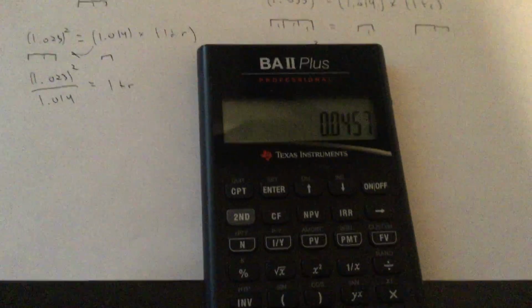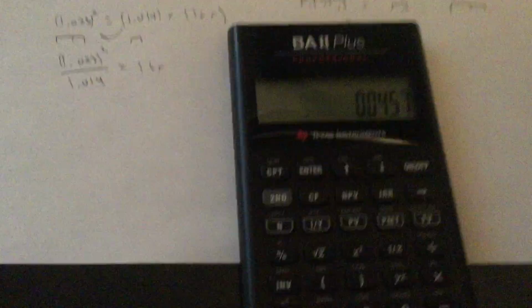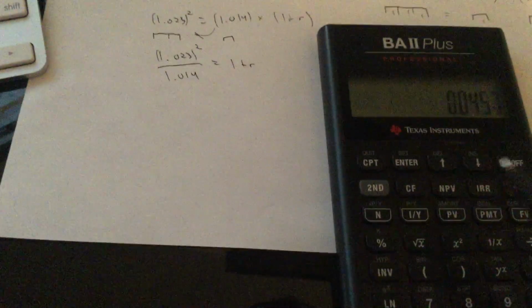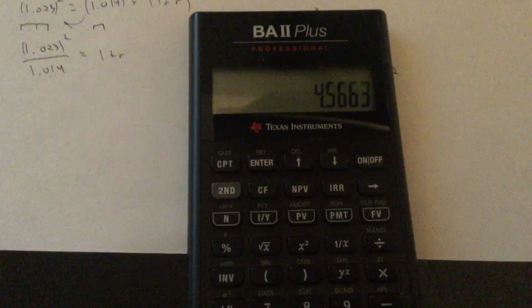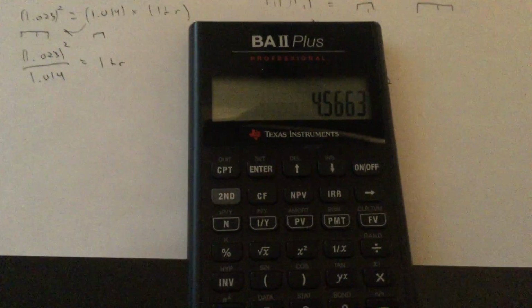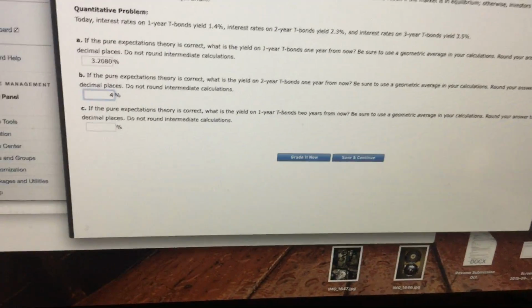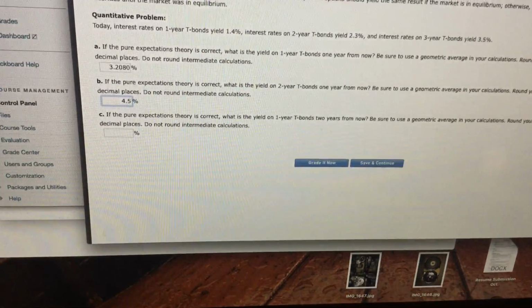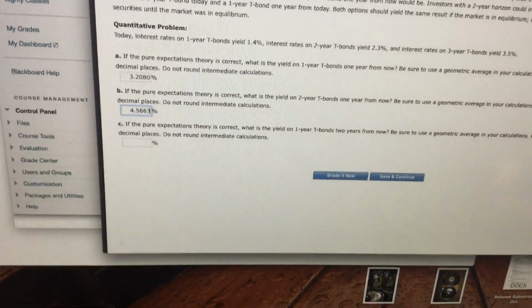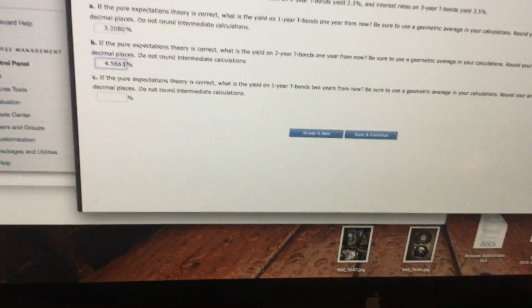So right now my calculator has it represented as 0.0457. So what I'm going to go ahead and do is multiply by 100. And now look at it: 4.5663%. I would have got that wrong again. So I'm going to go ahead and put in that value, 4.5663, and then there we go.